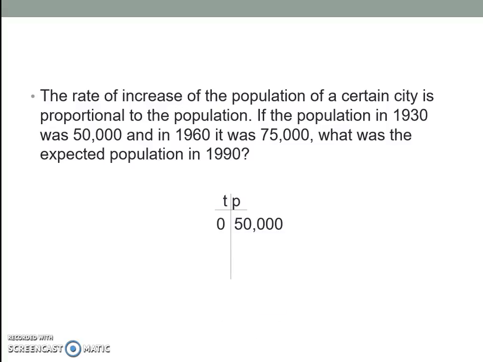At a time of 0, which correlates to the year 1930, there was a population of 50,000. At a time of 30, or the year 1960, there was a population of 75,000. And at a time of 60, or the year 1990, that is the population we are looking for.